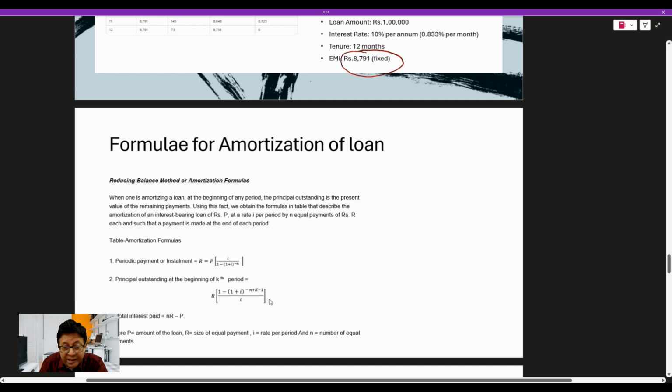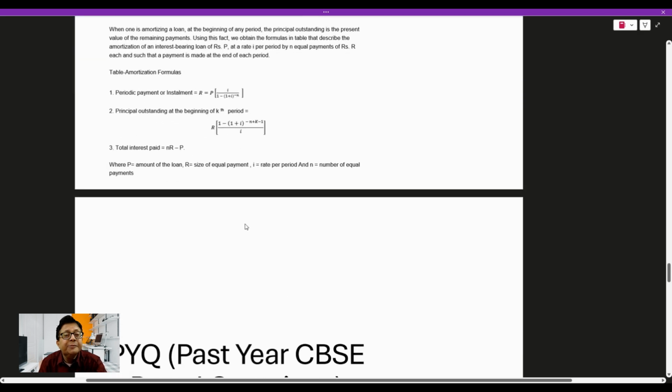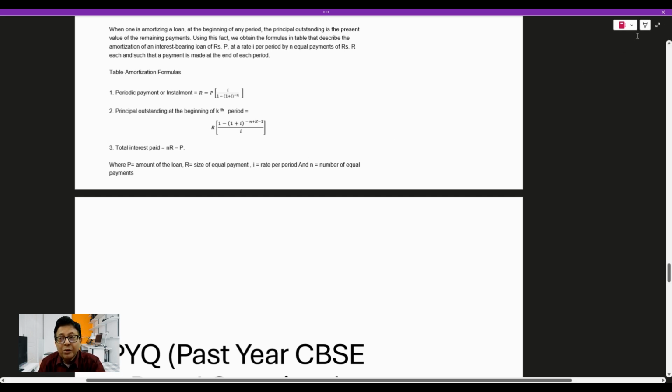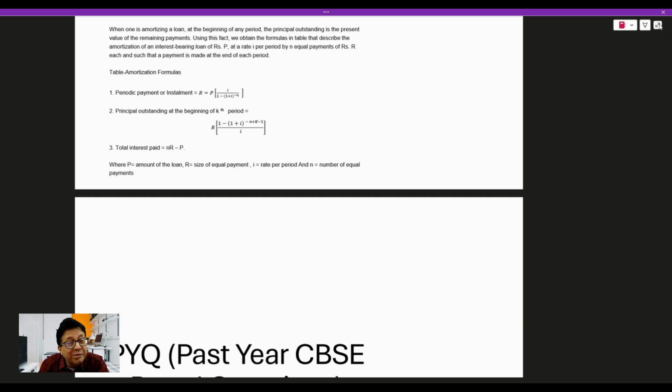Okay, a question was there in 2023 or 22. I'm coming to that question based on this concept. Total interest paid is N into R minus P. R is the size of equal payment and P is the principal outstanding thereafter the nth period. And this is the interest paid, NR minus P. These are three main formulas. Okay? You have to remember these three formulas.